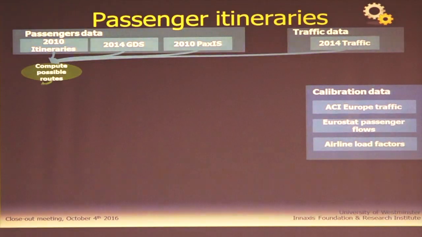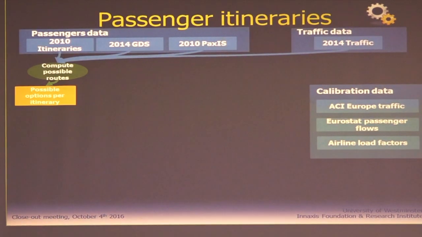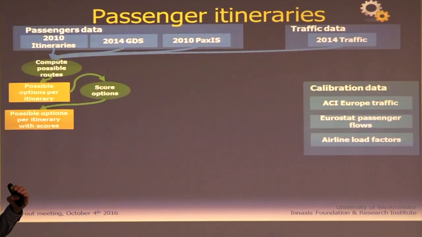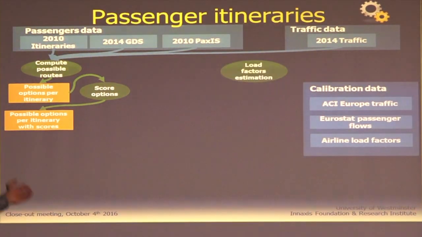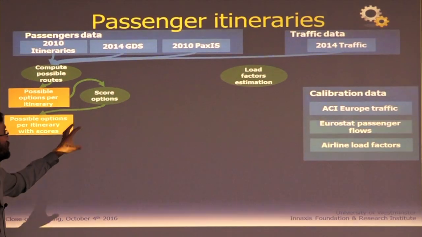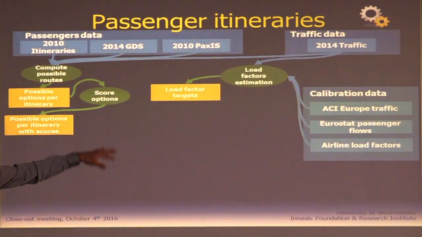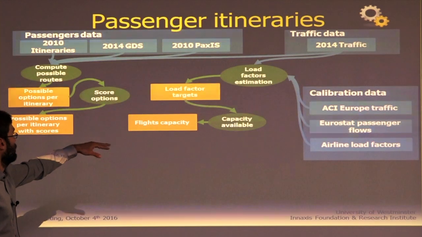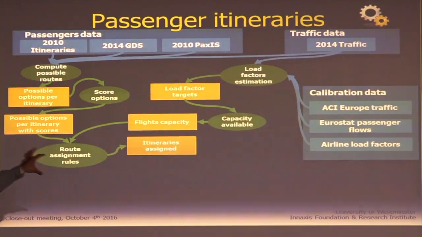So the idea is, for all the passengers' itineraries possible, looking at the traffic, we have computed what are the possible options for each one of the itineraries. Then we have scored those options, because maybe you are changing between different alliances or between different partners if you are doing connections. So the different options will have a different score. Then we need to assign those itineraries to individual flights. So we need to know how many passengers we need to put there. So we need to estimate the load factors based on the calibration data for each one of the individual flights. And that's going to give us what is the capacity available we have for each one of the flights. And then it's the process of doing that assignment.